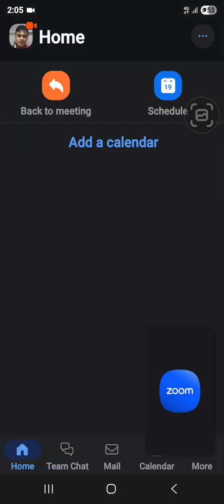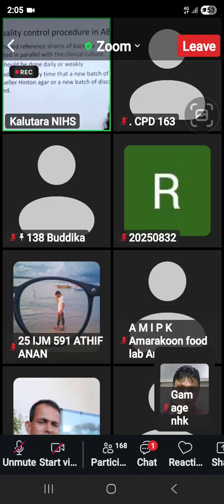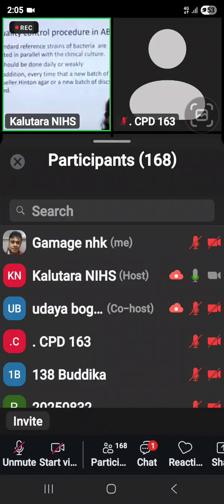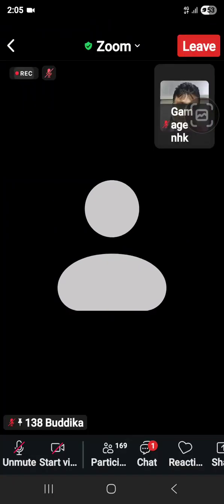So you have to use the Mueller-Hinton. The depth should be 4 millimeters. You have to use the autoclave with efficiency testing. And the same thing you have to apply when you are preparing Mueller-Hinton. Right? And then what about the disc?